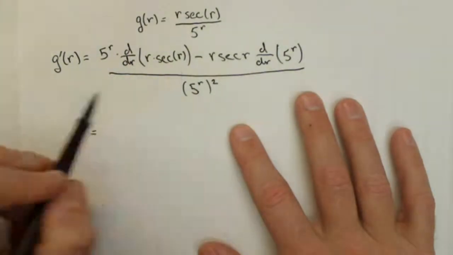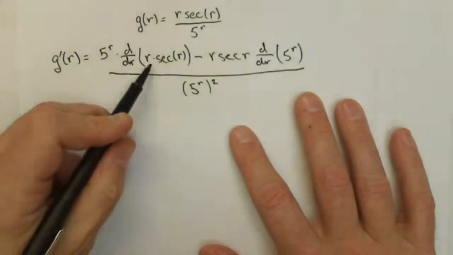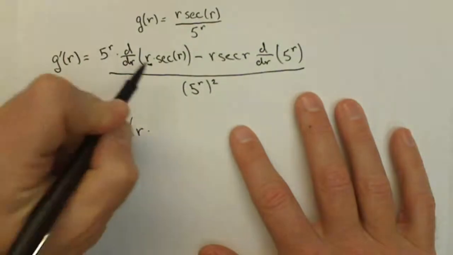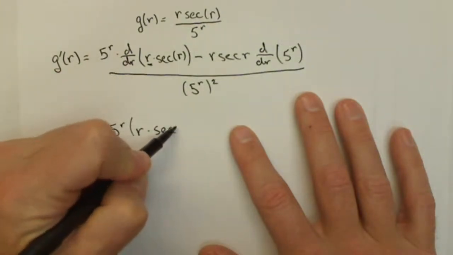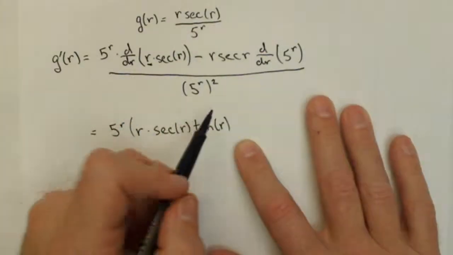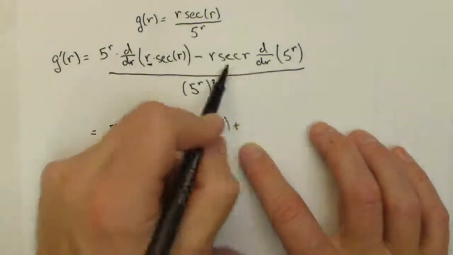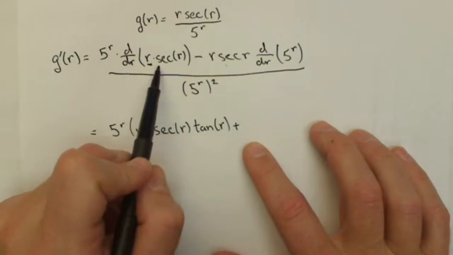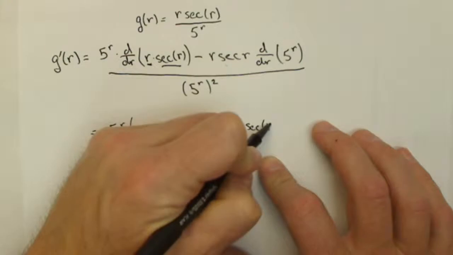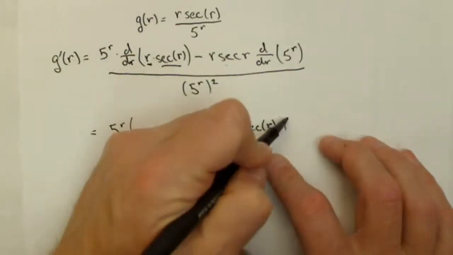So let's take our derivatives that we need to in the numerator. So 5 to the r, here comes our product rule. So first I'm going to hold the r constant times the derivative of secant r, which is secant r tangent r, plus, this is finishing off the product rule here. Be careful, it's very easy to go on to this next part. But we haven't done holding secant r constant and multiplying that by the derivative of r, which is 1.